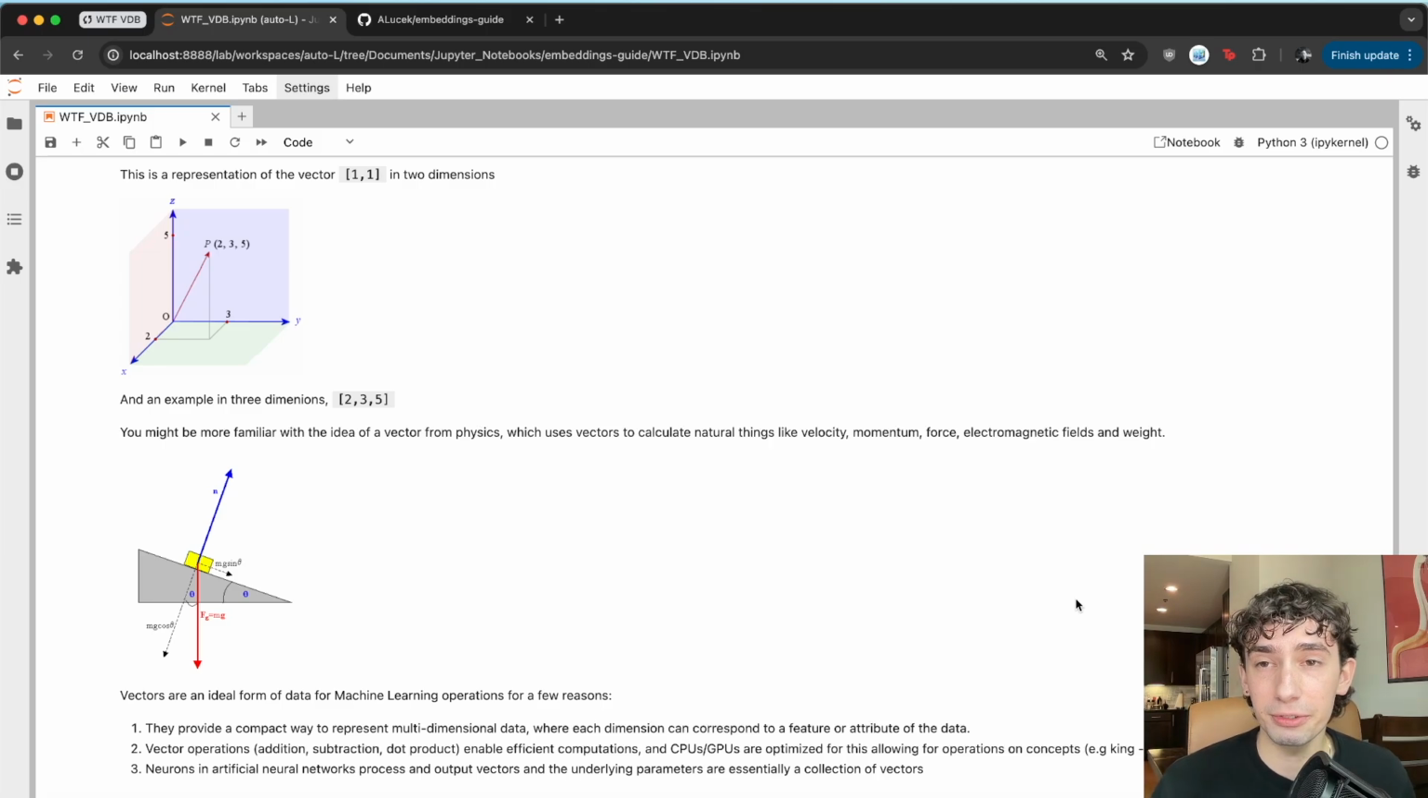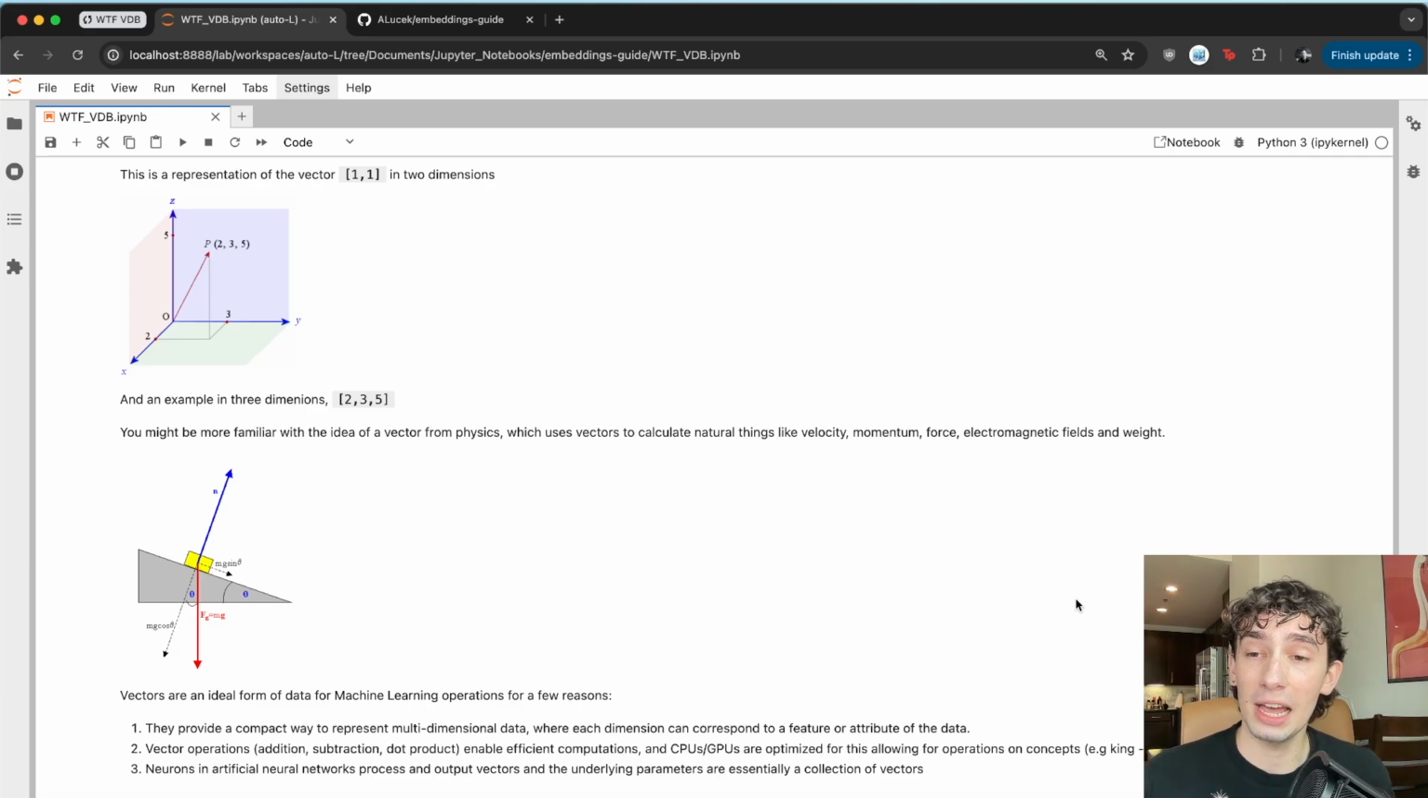But why are we using vectors here now in the context of machine learning? Well, they provide a very compact way to represent multi-dimensional data where each dimension of the vector can actually correspond to a different feature or attribute of the data, essentially capturing all of what you might understand about some idea, some concept, or some piece of content within that vector itself.